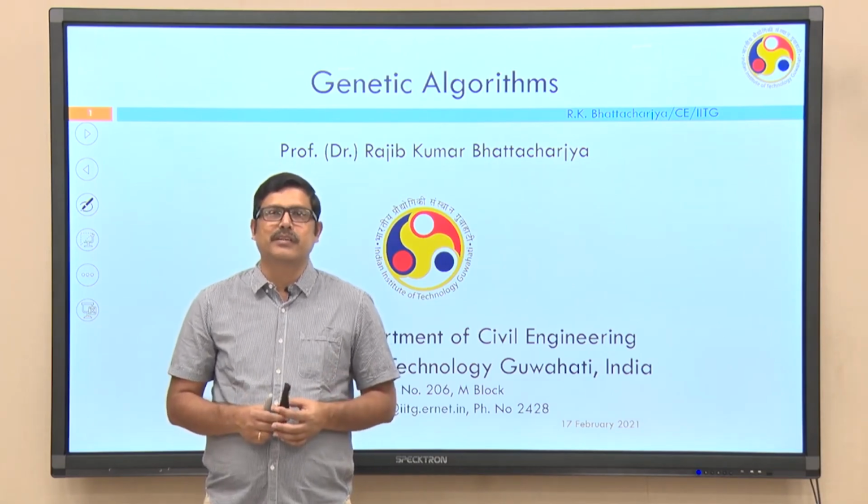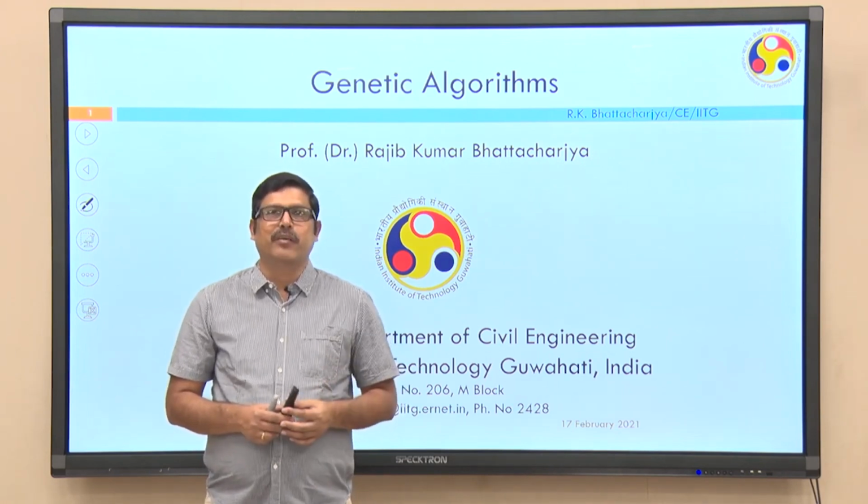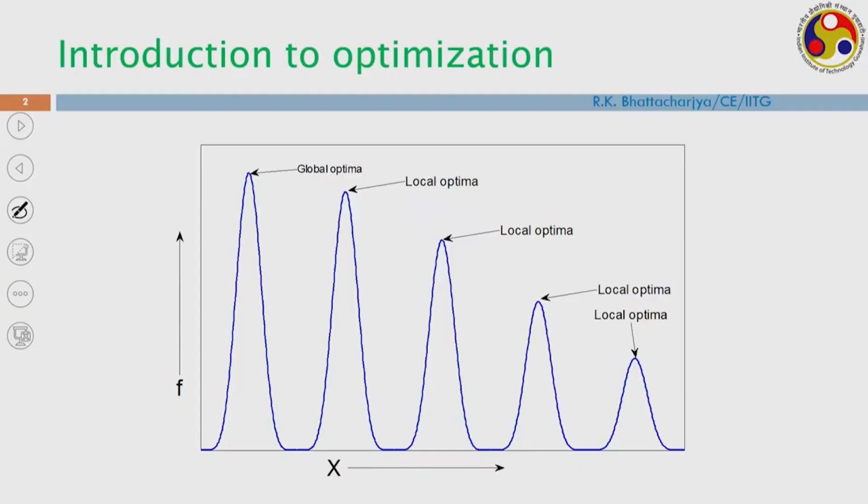So, initially we will discuss the difficulties faced while applying classical method, and then we will discuss the genetic algorithm. I have shown here a function, and if you look at this particular function, there are several optimal solutions. So, what is an optimal solution? The first derivative is 0. So, these are all stationary points, and you can say that these are all optimal solutions, but one of them is the best solution and we call it global optima.